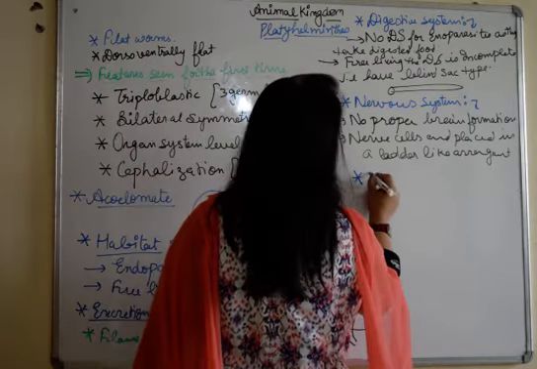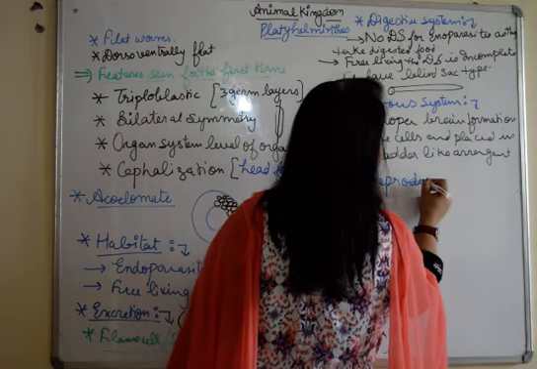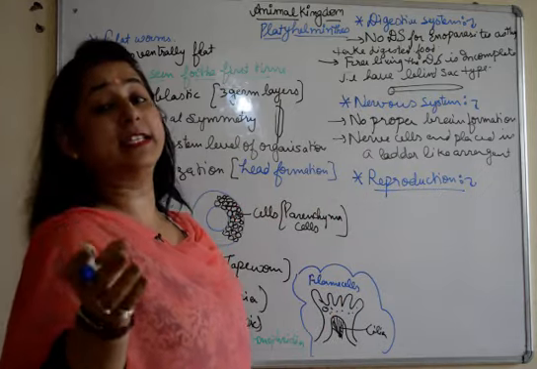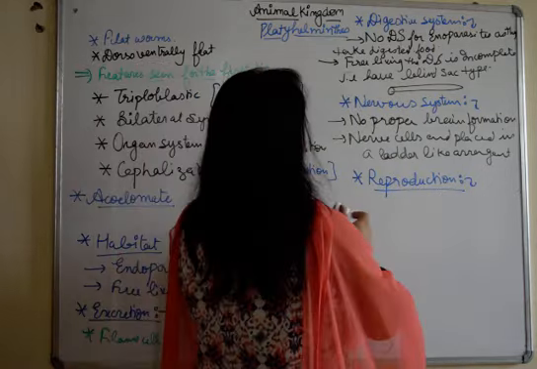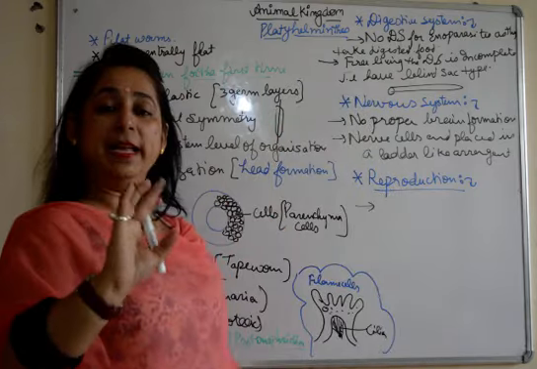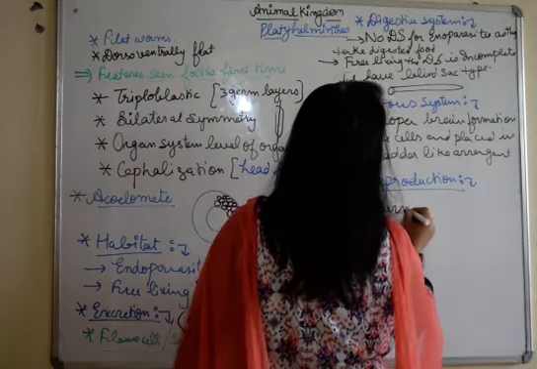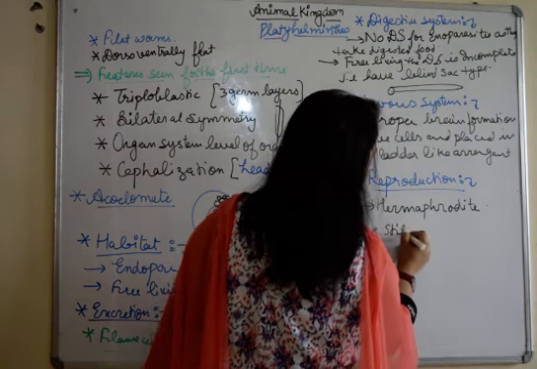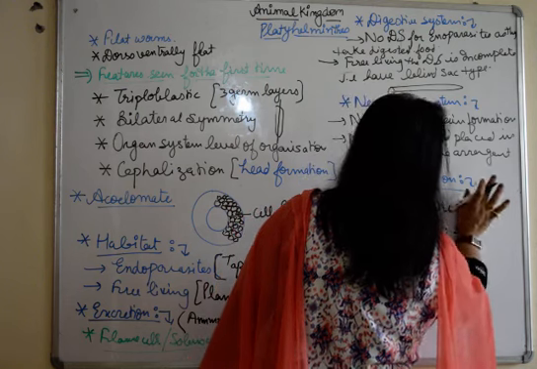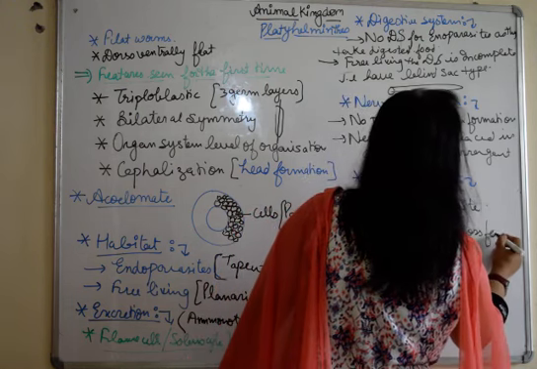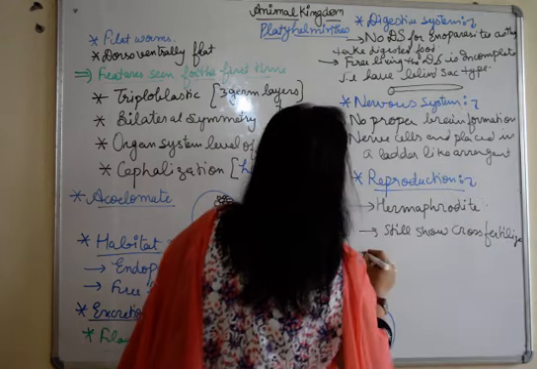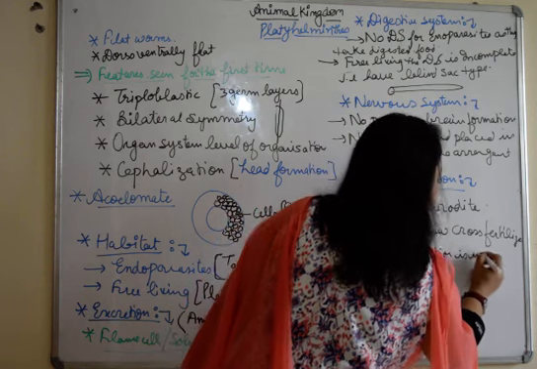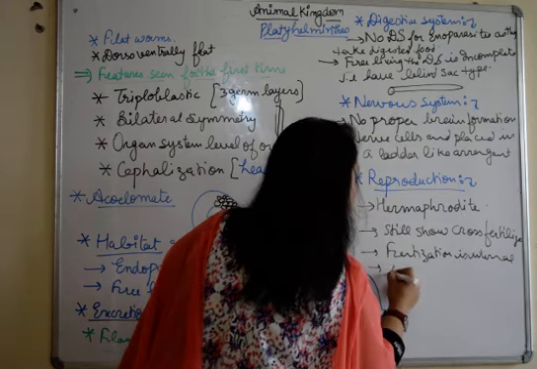Then is the reproduction. Reproduction in the platyhelminths. Now when we talk about reproduction, obviously they are hermaphrodites, having both male and female parts, but still show cross fertilization. Fine. Fertilization is internal. Internal fertilization is there, and development.